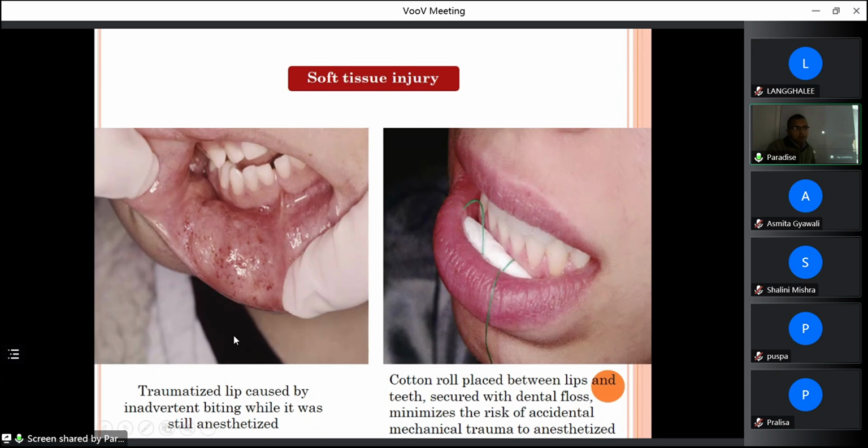So either you have to instruct the parents, or you can place a cotton roll between the lips and teeth, secured with dental floss, to minimize the risk of accidental mechanical trauma to the anesthetized area.